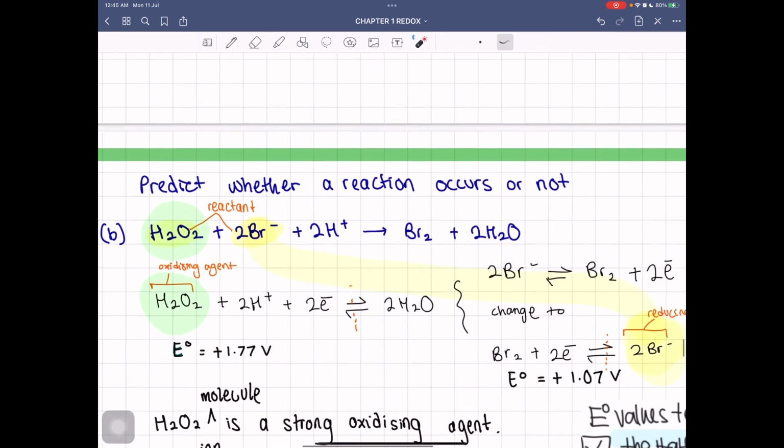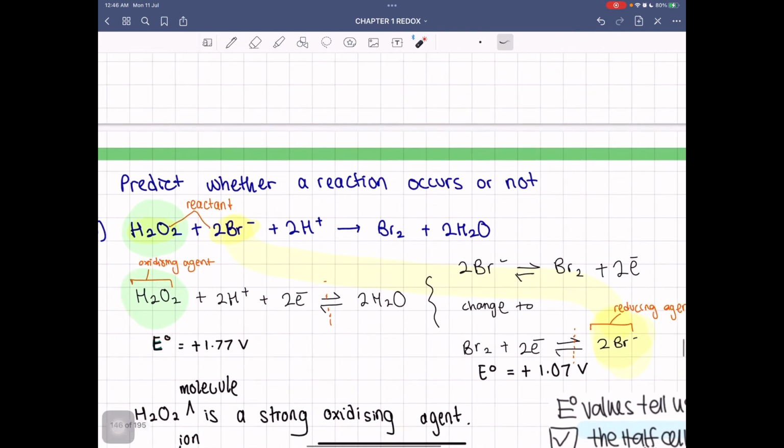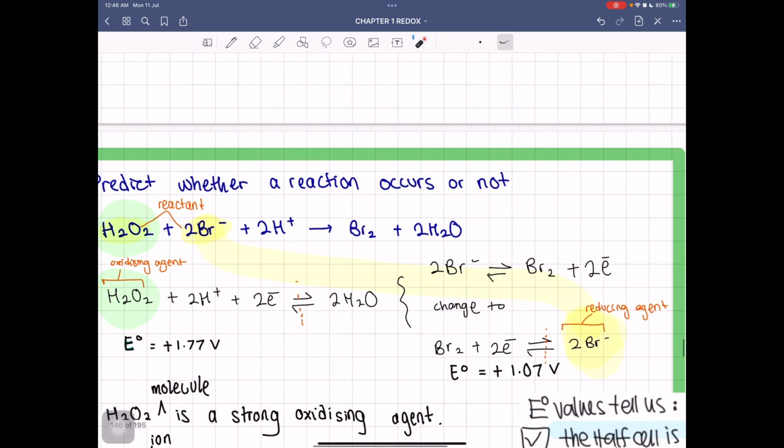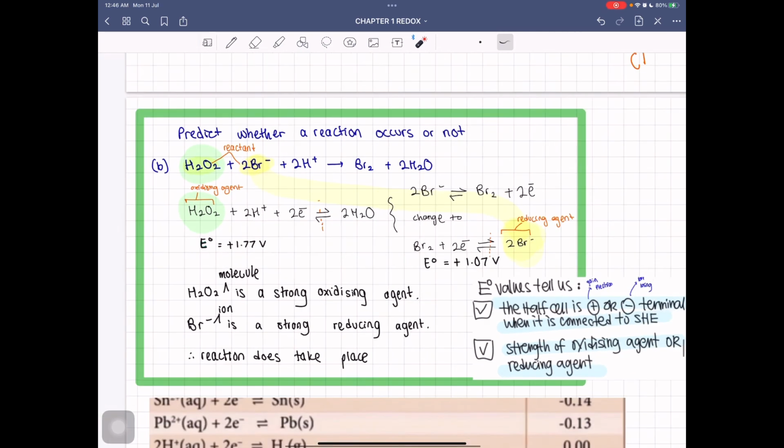Will a reaction occur? Let's view it. Because this one is the oxidizing agent, we have to make sure it is more positive. So look at its E0 value and compare it. See, it is more positive. The value is higher, so it is a strong oxidizing agent. Now for the reducing agent, is it more negative or less positive? Yes, it is less positive. The number is smaller. So it is a strong reducing agent. So ta-da! A reaction does occur, a reaction does take place.